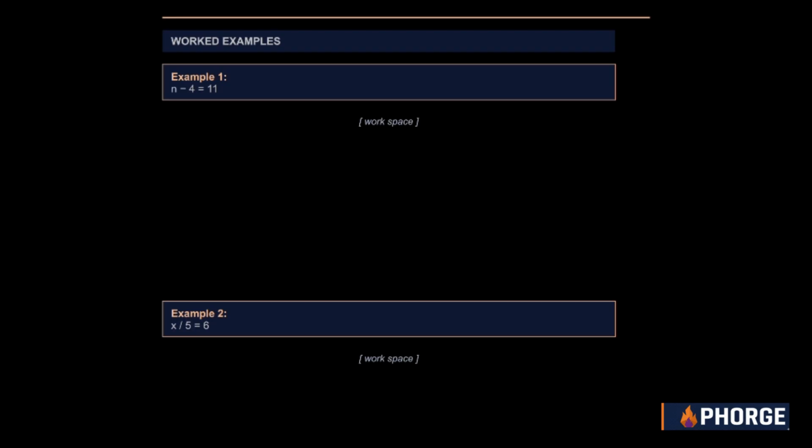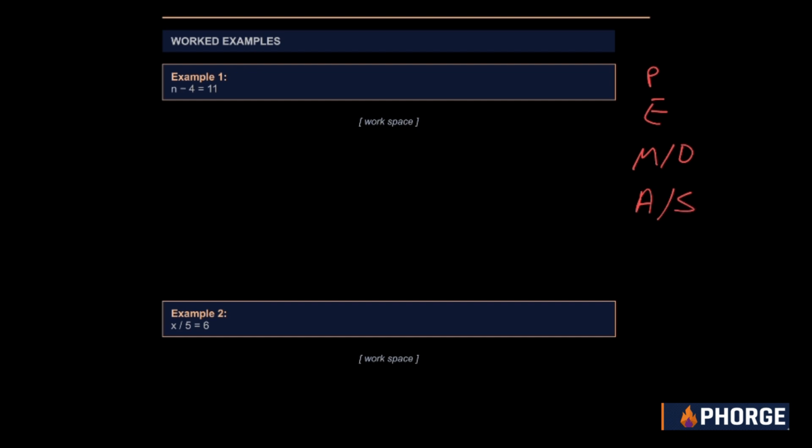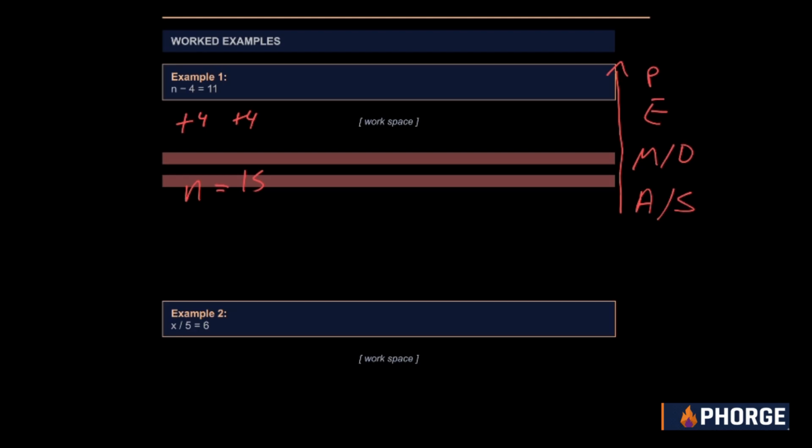Let's go through some worked examples here. So n minus 4 is equal to 11. This should be pretty easy. Here what I'm going to do is write PEMDAS off to the side to keep myself straight, and since we're solving an equation, I'm going to put that arrow going from top to bottom. So we have n minus 4 equal to 11. Any addition or subtraction? Minus 4. So we're going to add 4 to both sides. And now we're looking at n is equal to 15.